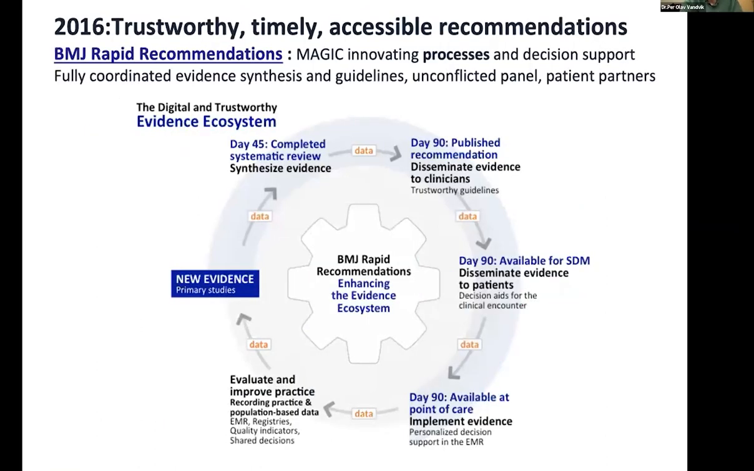In 2016, we were a bit frustrated by the fact that organizations struggle to innovate the way they work. So we thought we should be able to show that we can turn new evidence into trustworthy guidelines within 90 days. That was the goal. And we created a project called the BMJ Rapid Recommendations with the BMJ as a partner. And we have published a bit more than 20 guidelines since then.